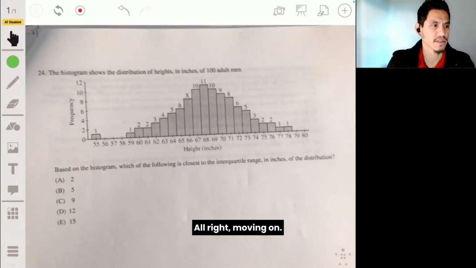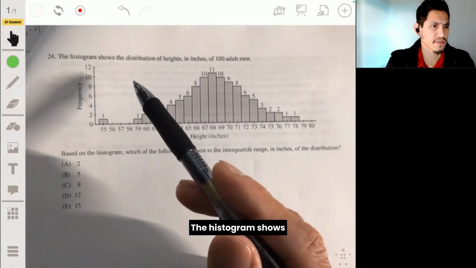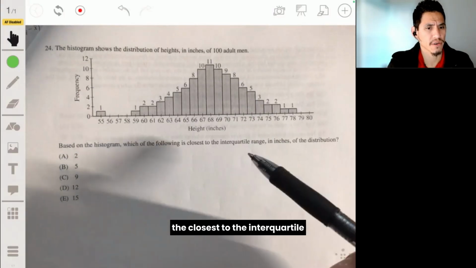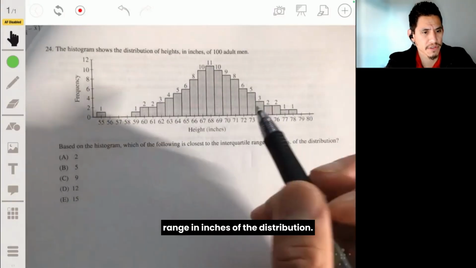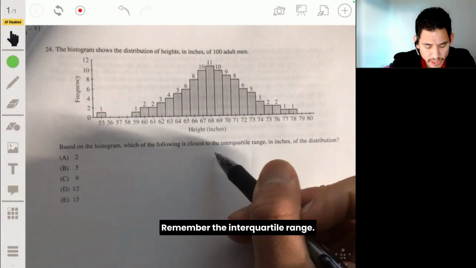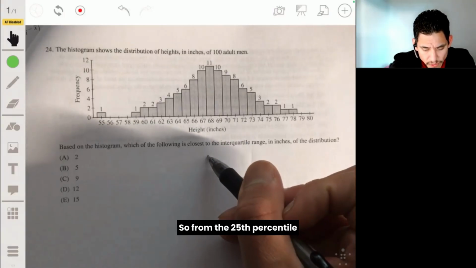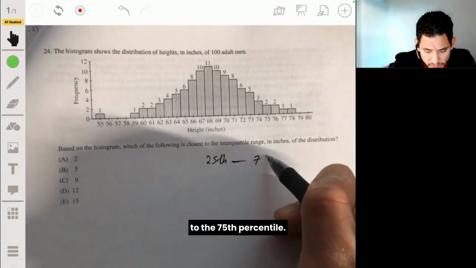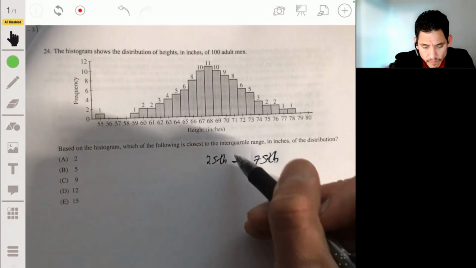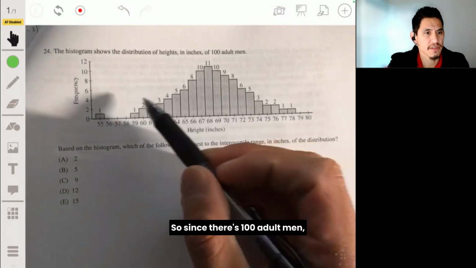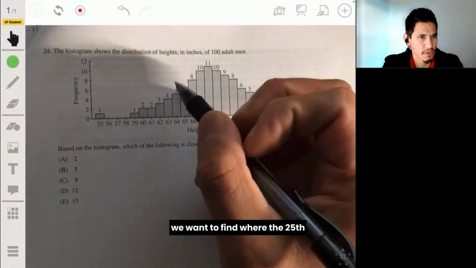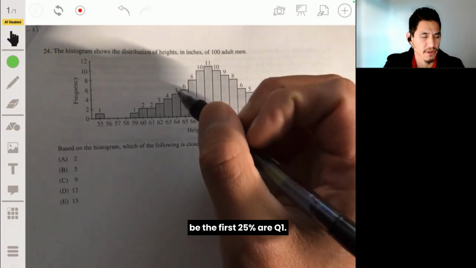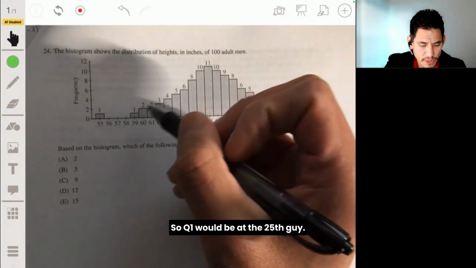All right, moving on. 24. The histogram shows the distribution of heights in inches of 100 adult men. Based on the histogram, which is the closest to the interquartile range in inches of the distribution? Remember the interquartile range, so from the 25th percentile to the 75th percentile. Since there's 100 adult men, we want to find where the 25th man would be, because that'll be the first 25% or Q1. So Q1 would be at the 25th guy.